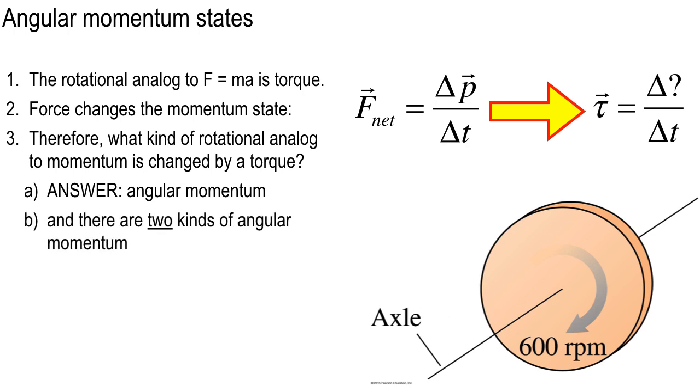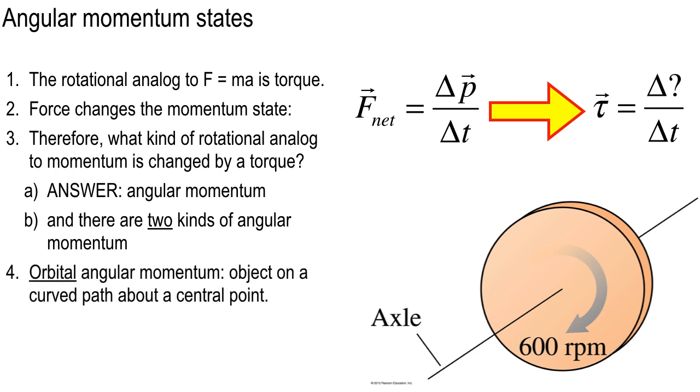There are two kinds of angular momentum. The first one is called orbital angular momentum. That's something on a curved path around a central point, like a planet orbiting the sun, or an electron orbiting the nucleus of the atom. For hydrogen, that's an electron orbiting a proton. That's a hydrogen atom.